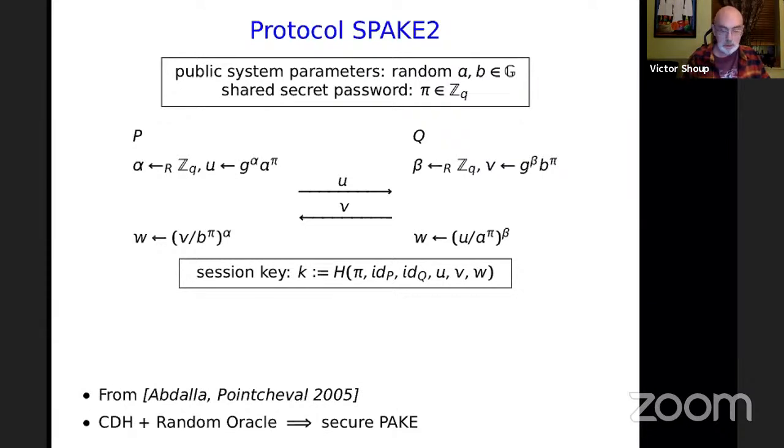One problem with this protocol, nice and simple as it is, is that if you look at it, you'll see that both parties, P and Q here, actually need to know the password pi to run the protocol. So this means that if one of these parties, say Q, is a server, its password file actually has to contain the password itself. So if the server is compromised and the password file is lost, then all security is lost since the password is out there. That's a weakness in this protocol and a number of other PAKE protocols that people have studied.